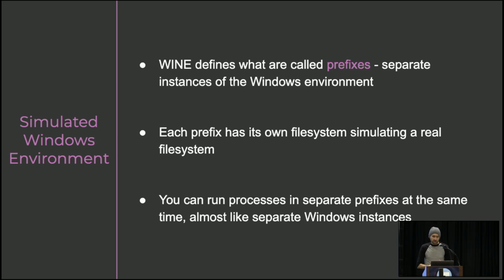Wine defines things we call prefixes, which is basically a separate instance of Wine, kind of like a separate container where everything is confined within as one segregation of the operating system. Each prefix has its own file system simulating a real Windows file system. And you can run processes in separate prefixes at the same time. So you can have almost like different instances of Windows running at once.